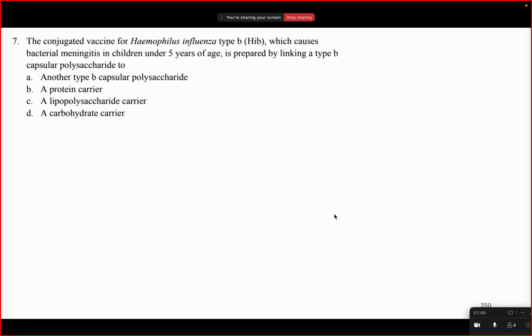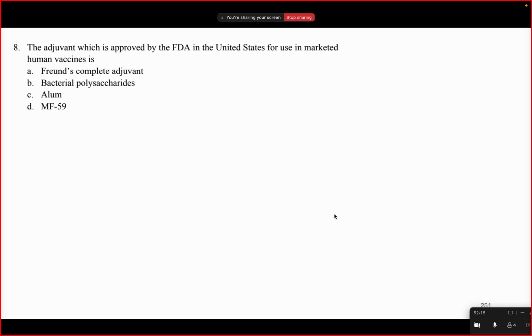The conjugated vaccine of Haemophilus influenzae type B, which causes bacterial meningitis in children under 5 years of age, is prepared by linking a type B capsular polysaccharide to another type of B capsular polysaccharide, a protein carrier, a lipopolysaccharide carrier, or a carbohydrate carrier. It's a protein carrier. Most of the time the carrier will be the protein only.